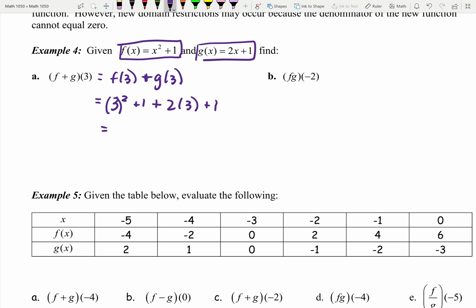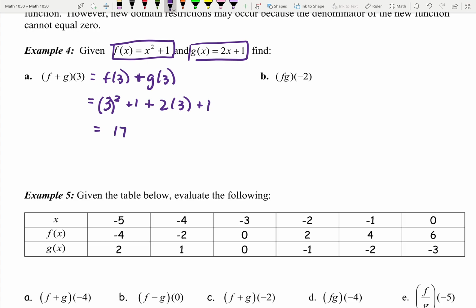Okay, parenthesis 3, close it, x squared, plus 1, plus 2, parenthesis 3, close it, plus 1, hit enter. Your answer is 17, and you're done. You literally don't have to show any more work than that, but you do have to show what's there, okay? Okay, let's do the next one.